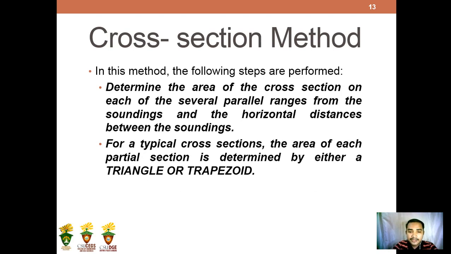And next is we are going to determine the area of those cross sections using the soundings taken on the range line on each of the several parallel ranges from the soundings and the horizontal distances between the soundings. And for a typical cross section, the area of each partial section is determined by either the area of a triangle or the area of a trapezoid. Same as we do in topic 6 in getting the cross sections.